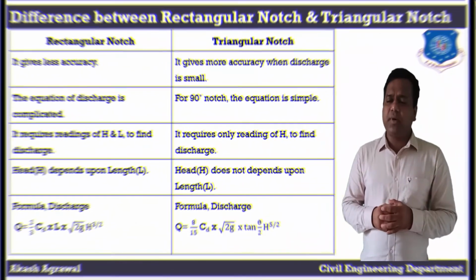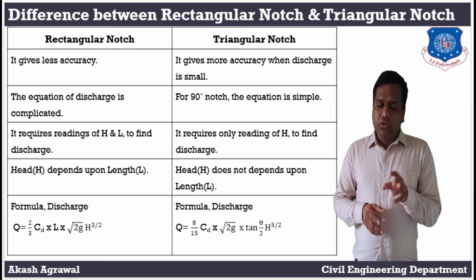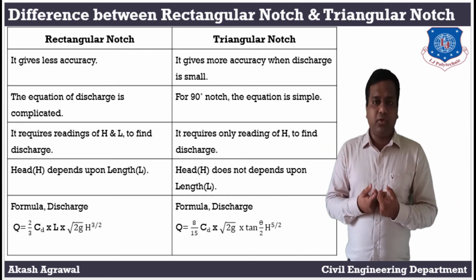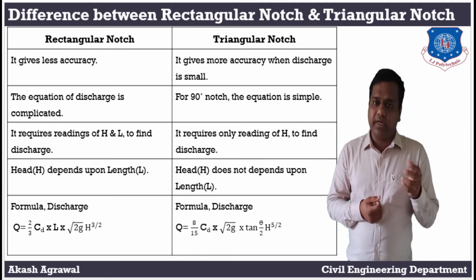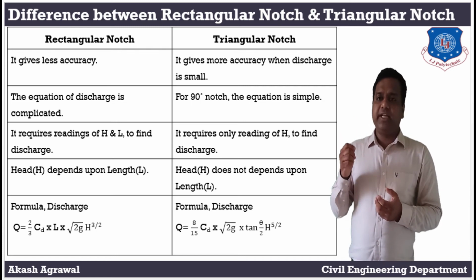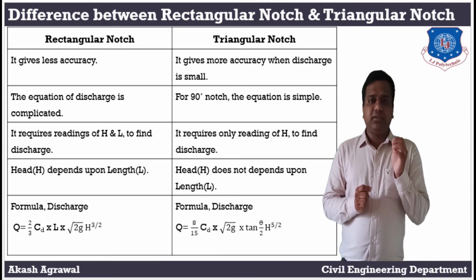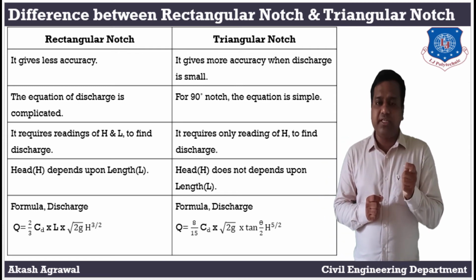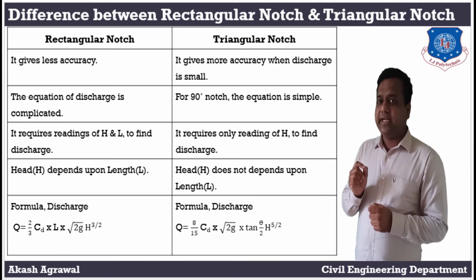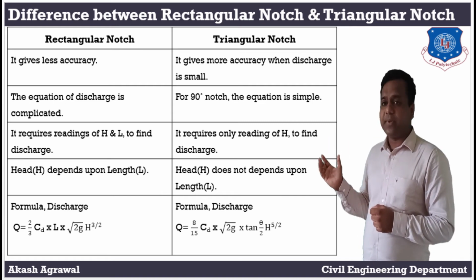Further, we will discuss the difference between the rectangular notch and the triangular notch in detail. The first difference: a rectangular notch gives less accuracy as compared to a triangular notch. A triangular notch gives more accuracy when the discharge is small. Second difference: the equation of discharge for a rectangular notch is complicated, while for a triangular notch, if the angle is 90 degrees, that is for a 90-degree notch, the equation is simple.